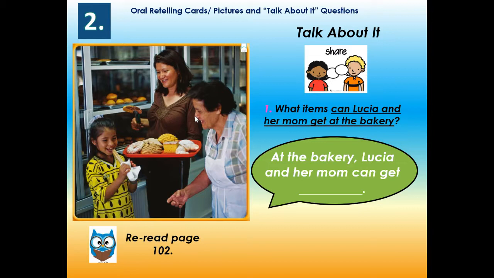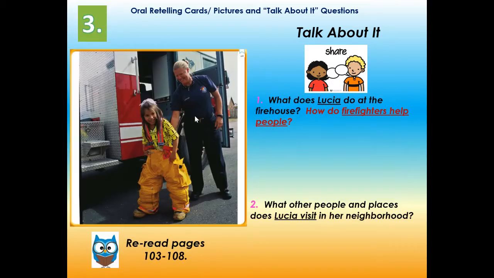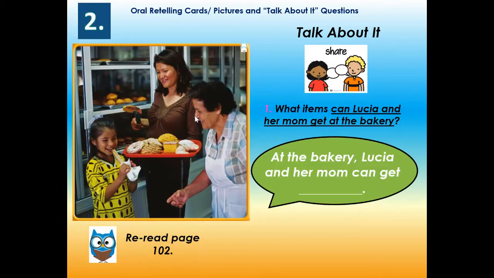Well, if you look closely at that picture, Lucia is eating a churro, I think. So at the bakery, Lucia and her mom can get pastries and sweet treats, baked goods like a churro, a muffin, a croissant, a donut, fun things, sweet things like that.